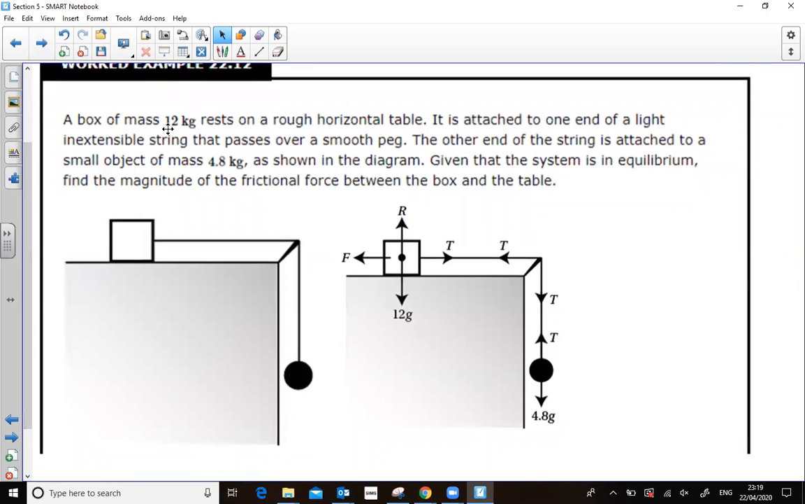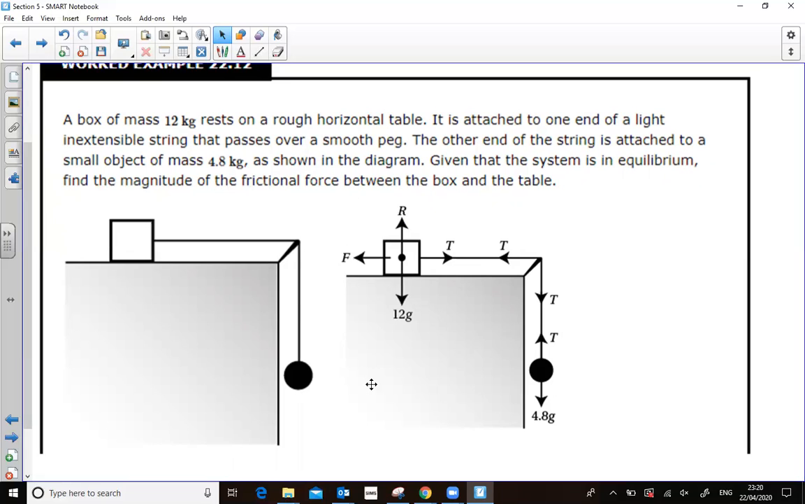A box of mass 12 kilograms rests on a rough horizontal table. So here's a box and here's a table. It is attached to one end of a light, inextensible string that passes over a smooth peg. Just remember, it works the same whether it's for the peg or for the pulley. The other end of the string is attached to a small object of mass 4.8 kilograms, as shown in the diagram. Given that the system is in equilibrium, which means all the forces balance out, we're going to find the magnitude of the frictional force between the box and the table.